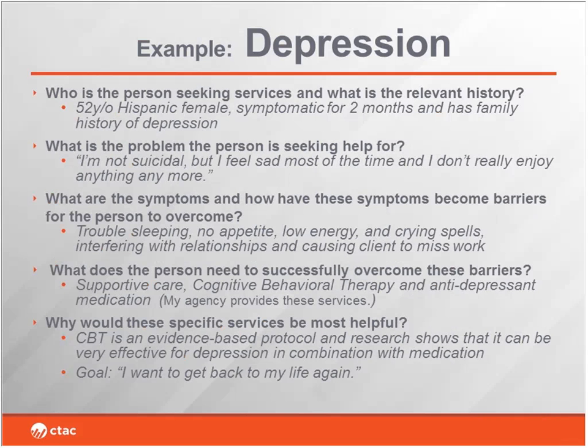And we provided you some examples by diagnosis. I won't read these in great detail, but everyone on this webinar will have these slides, and you can see the difference related to the diagnosis here. We've offered actual examples here. So, for example, this is a 52-year-old Hispanic female, symptomatic for 2 months with a family history of depression. We've captured a quote about what she's seeking help for, what happened to her, feeling sad most of the time, not enjoying anything, symptoms that relate to that diagnosis of depression, very common to see trouble sleeping with appetite disturbance, etc., interfering with relationships, missed work, etc., and what can we do to address that?